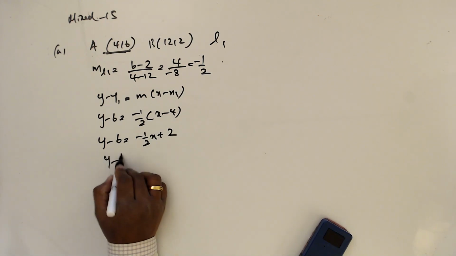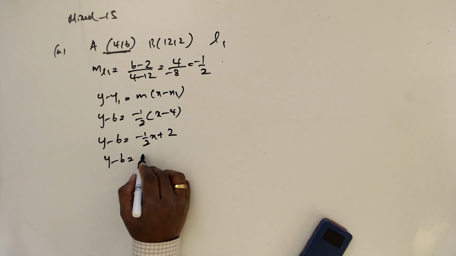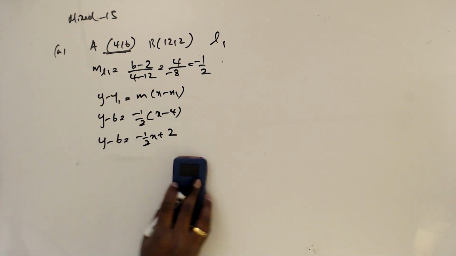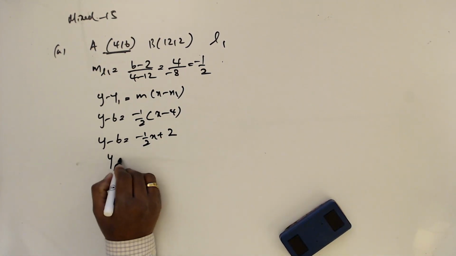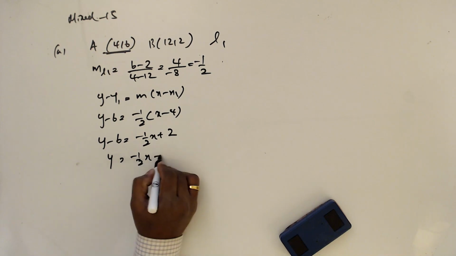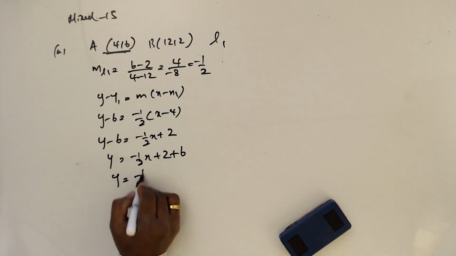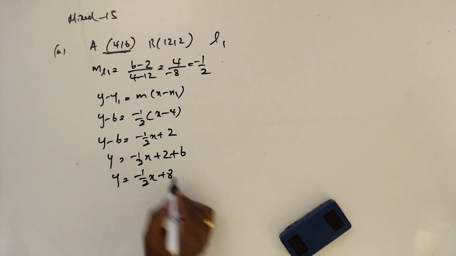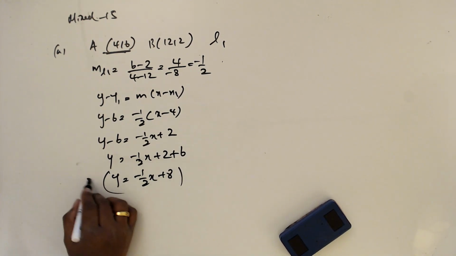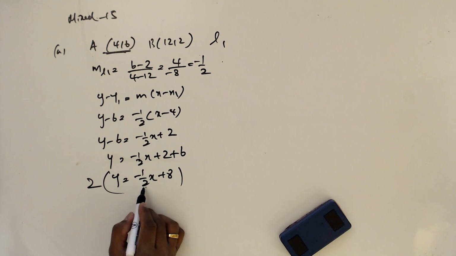y minus 6 equals minus half x plus 2. Move the minus 6 to the other side, plus 6. y equals minus half x plus 8. Now we'll multiply by 2 because I can see there's a denominator 2. So I'll multiply the whole equation by 2.